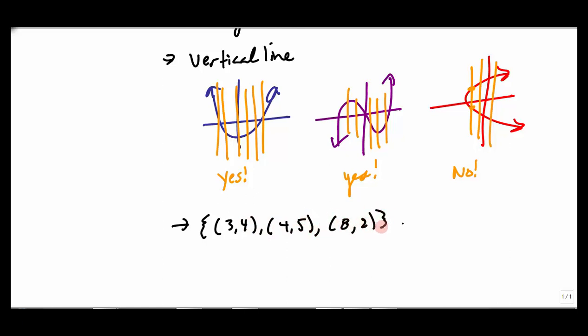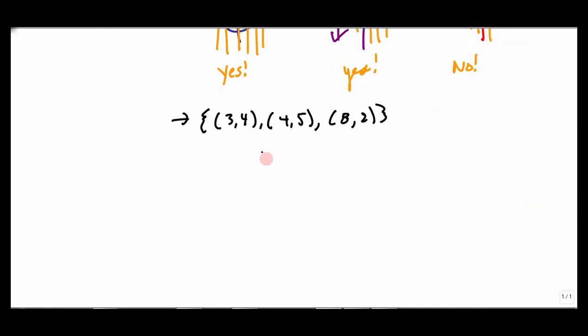Now we're just going to do a real quick sketch of this. It's not going to be extremely accurate. So here's (3, 4). Here's (4, 5). And here's, let's say, (8, 2). So if you run the vertical line test, you can see that it does not pass through any point more than once. So this passes the vertical line test.